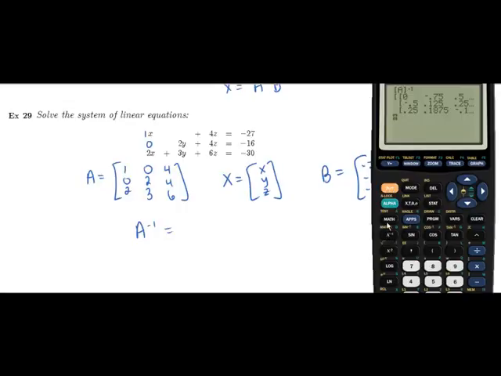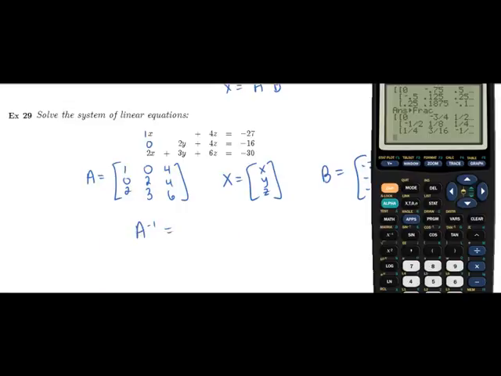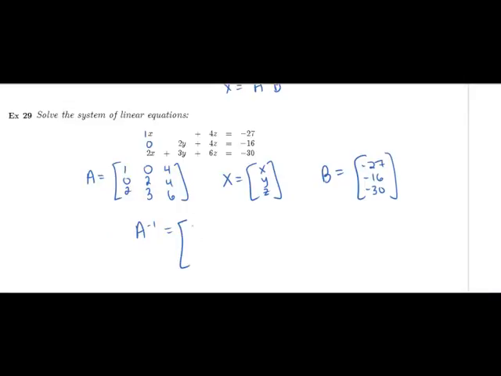Again, if we want to go to fraction, we just go to Math and then Frac, and it will give it to us in fraction form if we prefer that. Sometimes that's helpful. So if we write down our inverse here, we have 0, negative 3/4, 1/2, negative 1/2, 1/8, and 1/4, and 1/4, 3/16, and negative 1/8. Okay, so that's our A inverse.